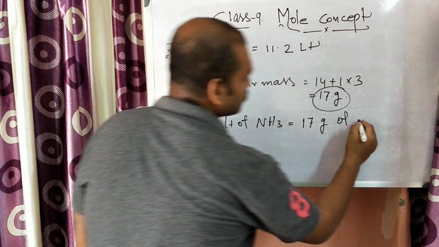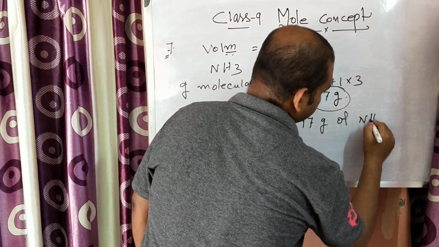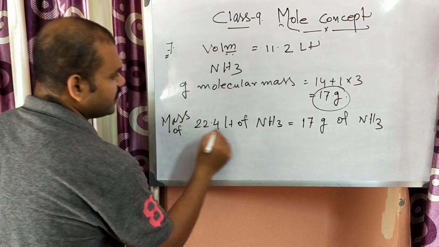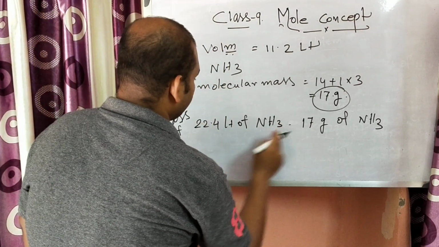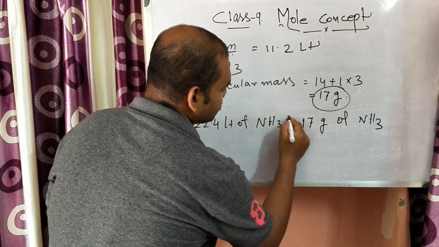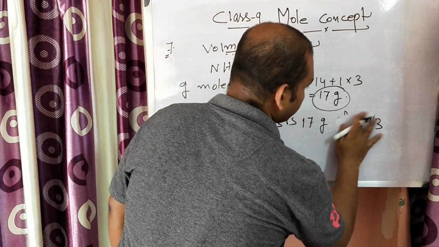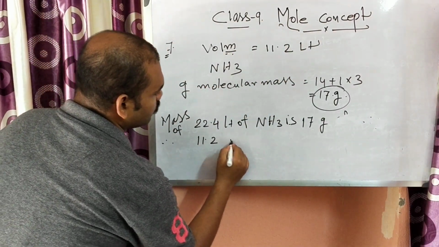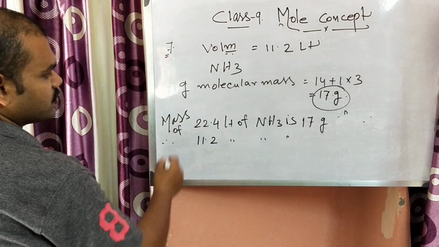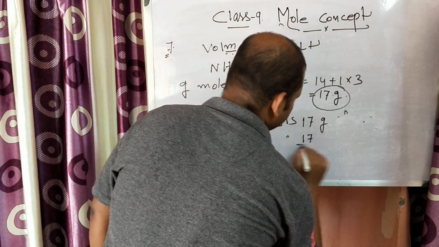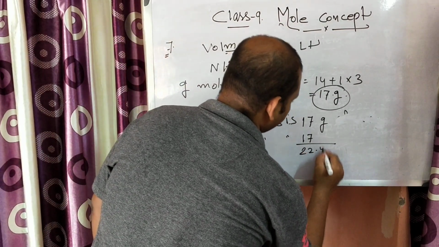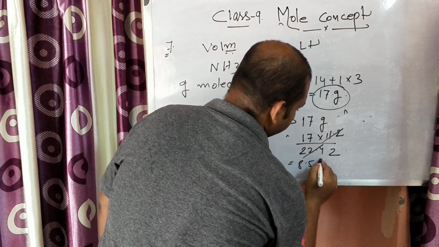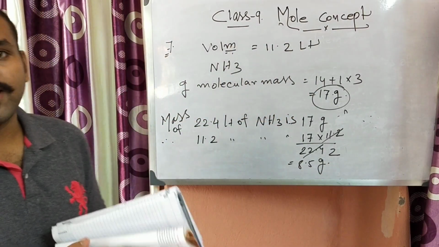We can write down the mass of 22.4 liter of NH3 is 17 gram. Therefore, the mass of 11.2 liter of NH3 is 17 by 22.4 into 11.2, simple unitary method. 2 cancel out. I guess it is 8.5 gram. So it will be 8.5 gram.